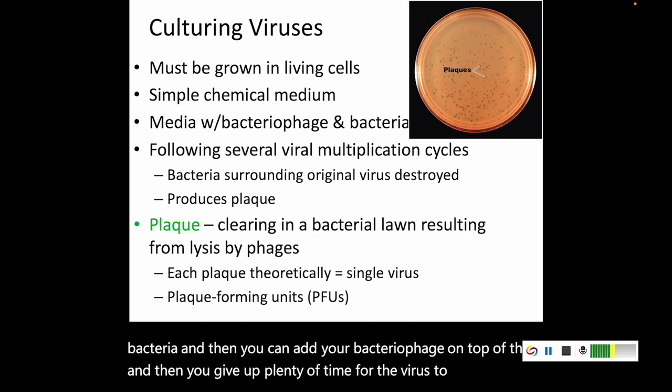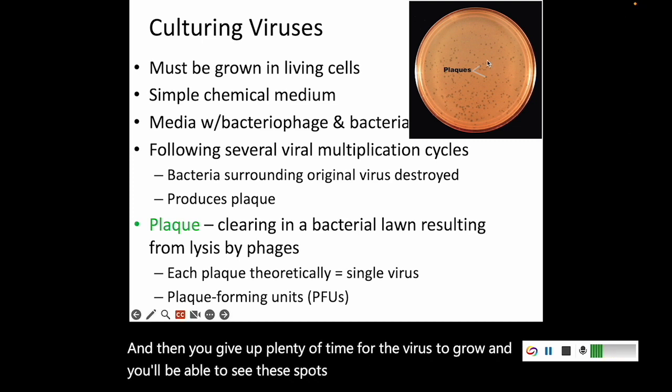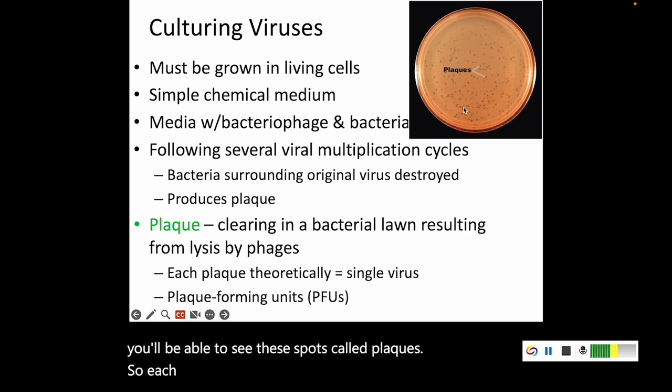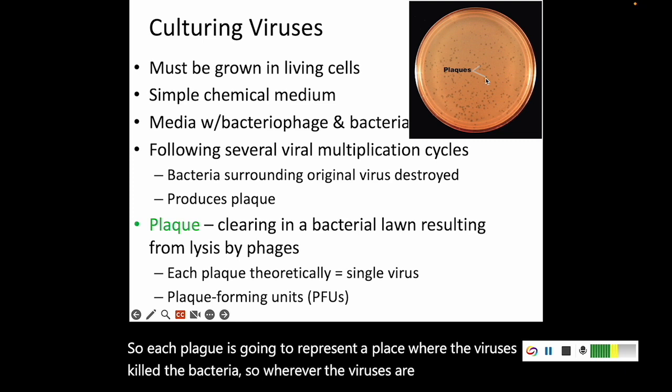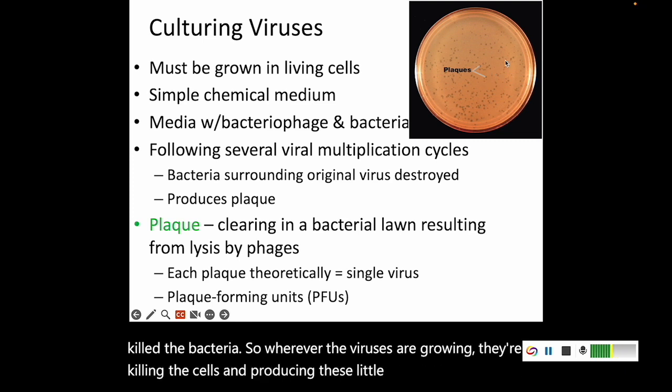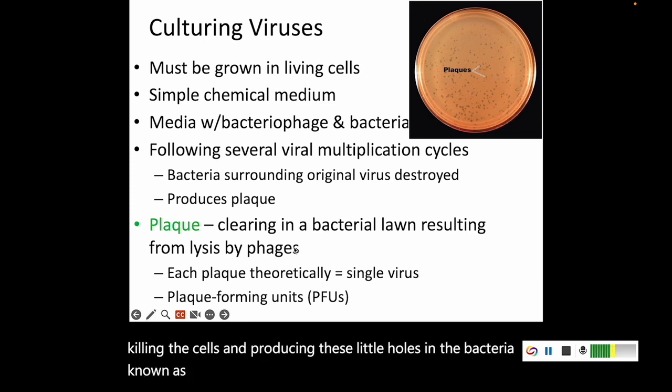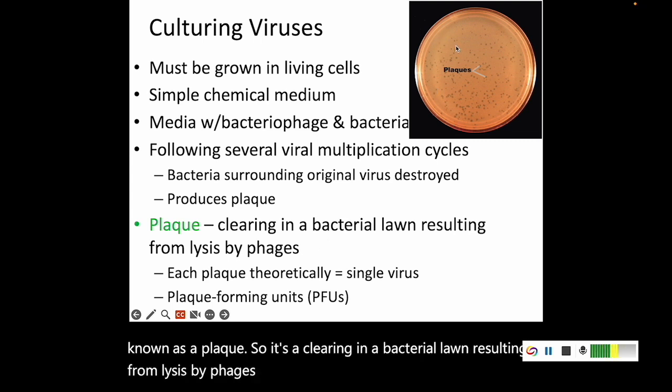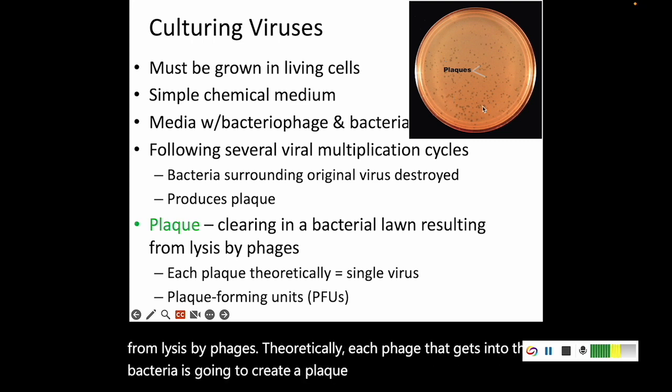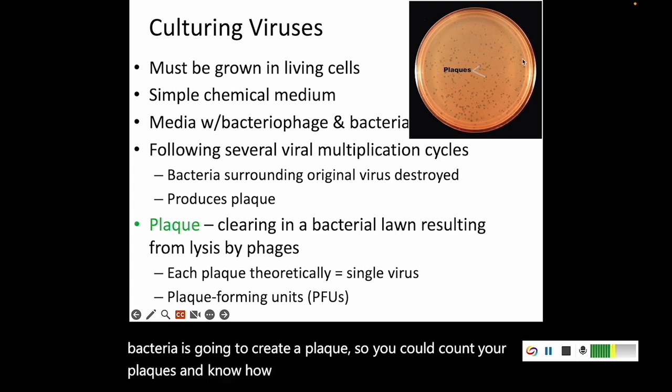And you'll be able to see these spots called plaques. So each plaque is going to represent a place where the viruses killed the bacteria. So wherever the viruses are growing, they're killing the cells and producing these little holes in the bacteria, known as a plaque. So it's a clearing in a bacterial lawn resulting from lysis by phages. Theoretically, each phage that gets into the bacteria is going to create a plaque. So you could count your plaques and know how many viruses you started with.